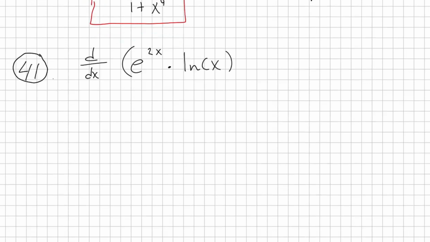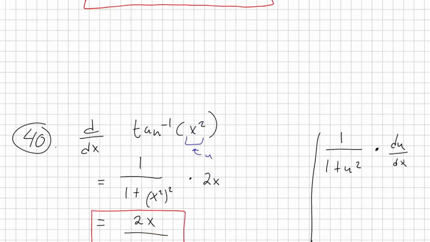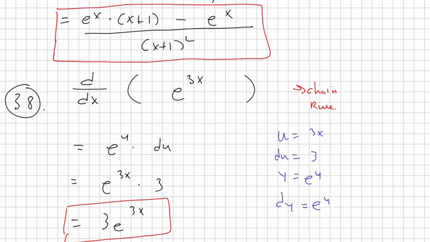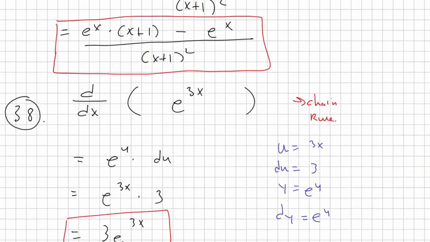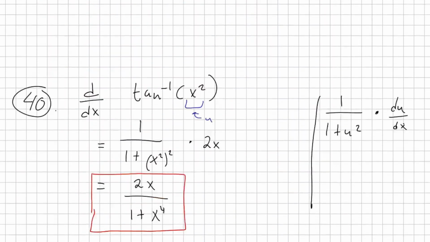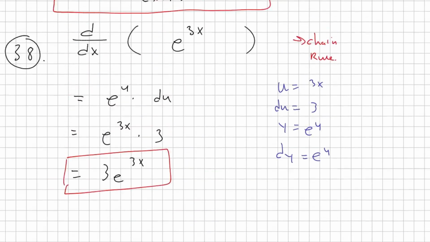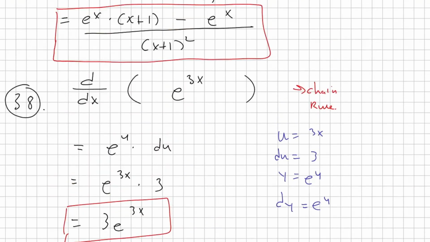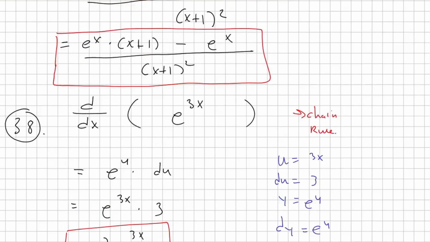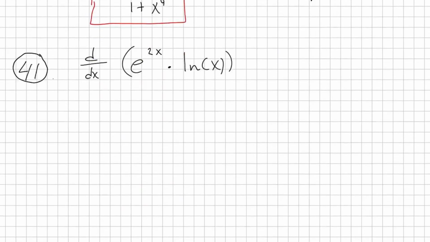For question 41, it asks us to derive e to the 2x times the natural log of x. Oops, bracket problem there. Remember, I believe it was question 38, if we go back a few times here, we did the same type of thing. We performed the chain rule, but performing the chain rule can take some time. But if we can do this mentally, it saves us time. You can see what happens here: we brought our number up here down. Same idea here.